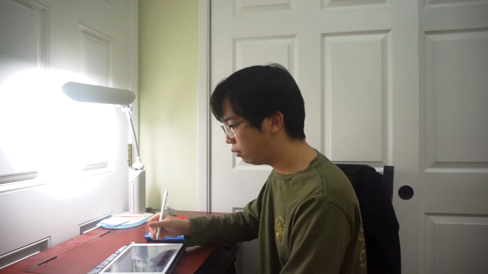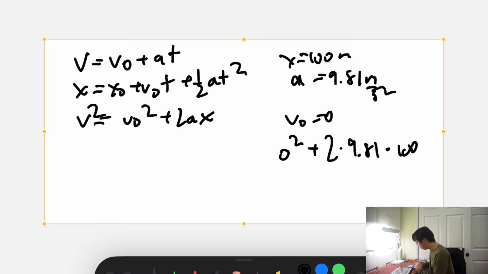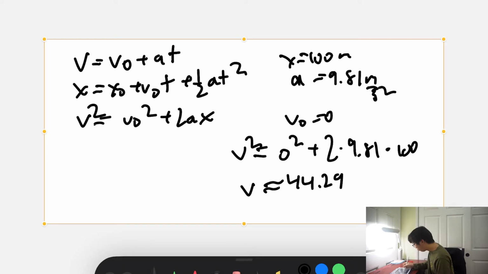The initial velocity is 0. And since the ball is falling at the acceleration of gravity, and since going down is positive, we can write 9.81. Then, since the ball falls 100 meters, we can write 100. Now we can substitute into our calculator to get that v is approximately 44.29, which means that when the ball hits the ground, it is traveling at approximately 44.29 meters per second.